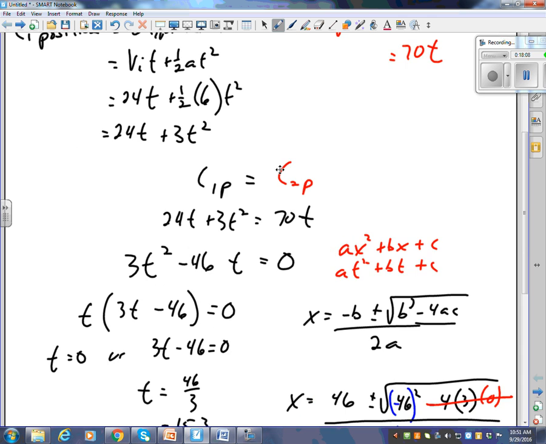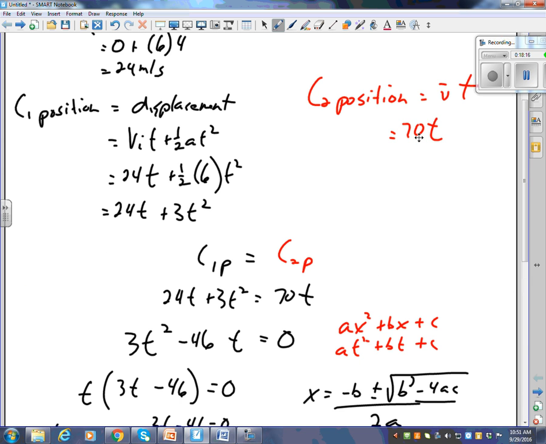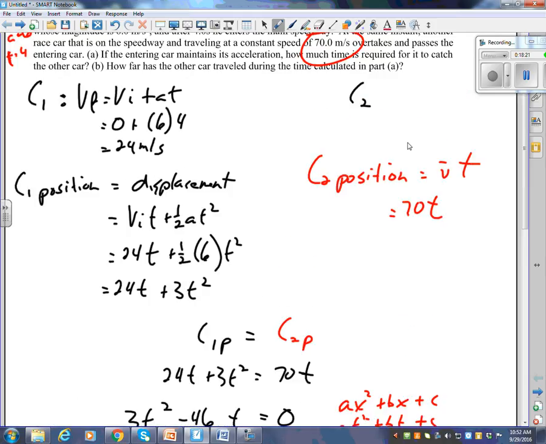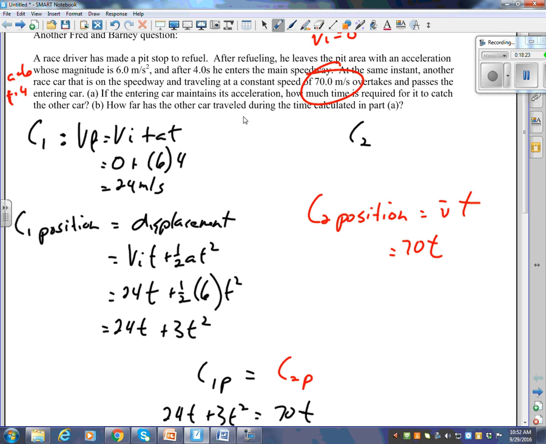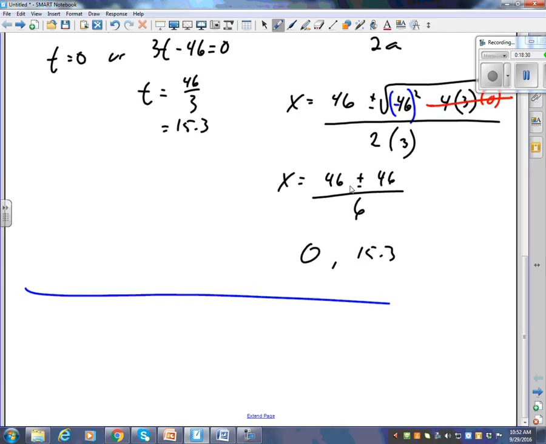How far has the other car traveled? So we need a displacement. I know the time. Isn't it just 70 times t? The other car is the one that was already going 70. Okay, so displacement of car 2 is v bar times t, 70 times 15.3.